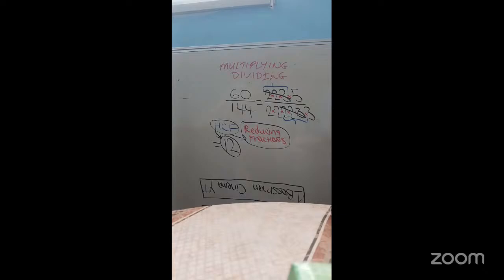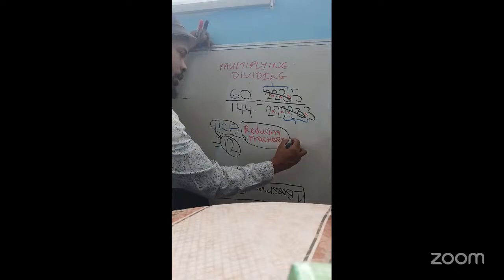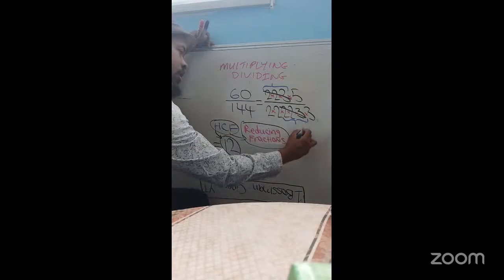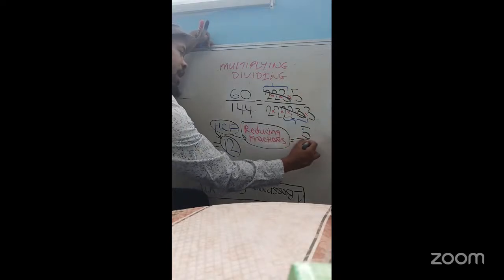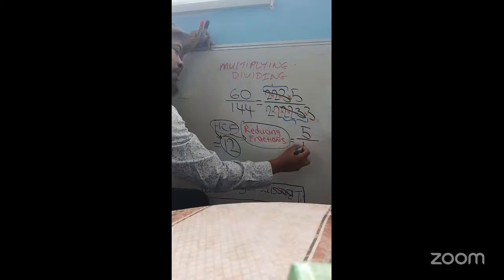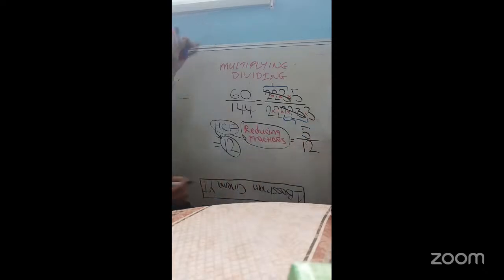Right, good. So that means up there, all I have left is 5, and down here all I have left is 12. I cannot reduce that any further. Therefore, 60 over 144 is equivalent to 5 over 12. Yeah? So we have to get really good at that.